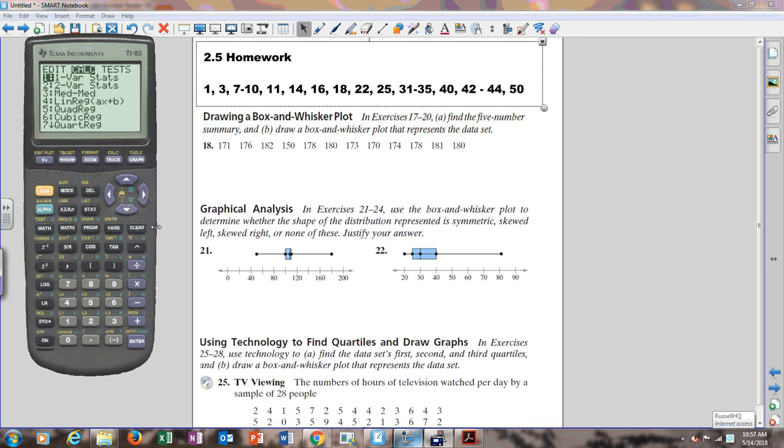Okay, push stat, over to calc, one var stats, enter. Scroll down and get your 5-number summary. So we have 150, 172, 177, 180, and 182.